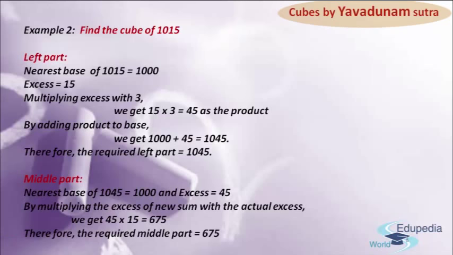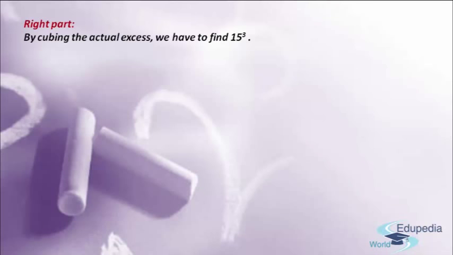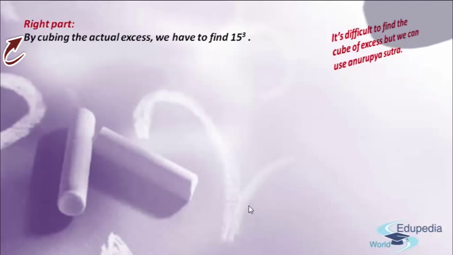After completing the process of the middle part, now moving to the process of the right part, the first and last step is to find the cube of the actual excess. Here the actual excess we have got is 15. I think you know that 15 is a 2-digit number, so to find its cube becomes a bit difficult for us. To get rid of this difficulty, I am going to use Untitled Sutra.